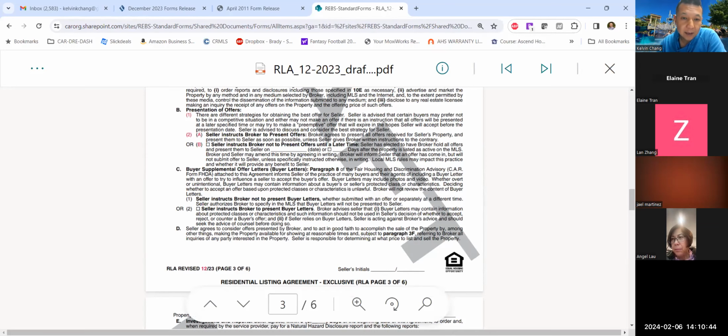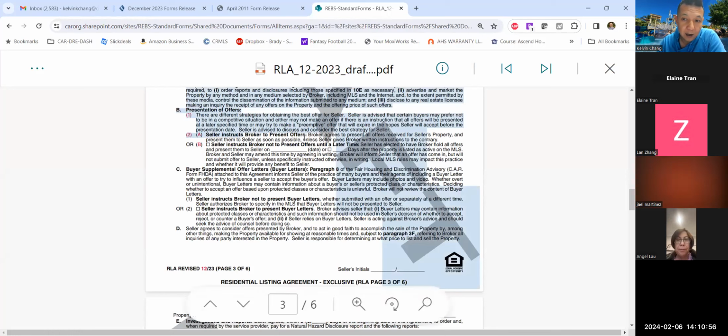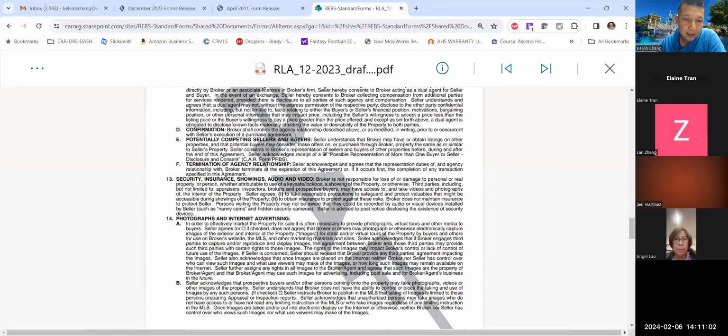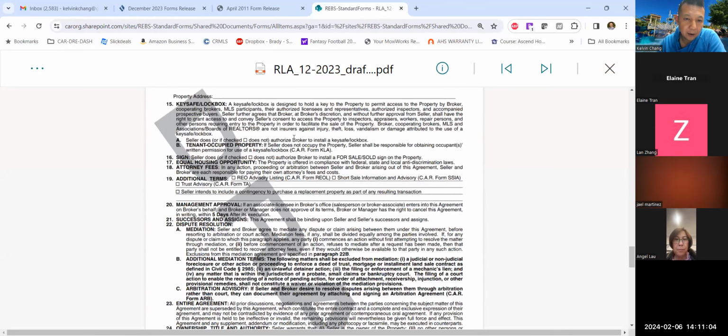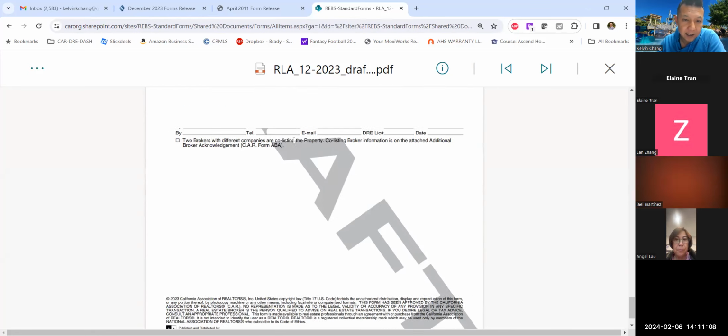So that could be done using these two check boxes to notify when you want to present these offers if the seller has specific instructions. If you don't, by default, you're going to present offers as they come in. Okay, and that's the default. So you're going to have nothing really much else changed or altered on the listing contract.